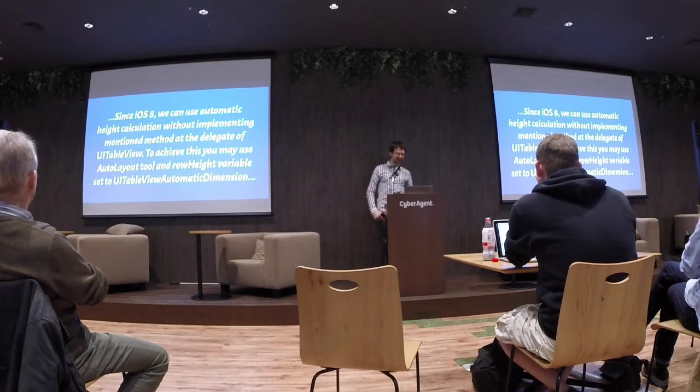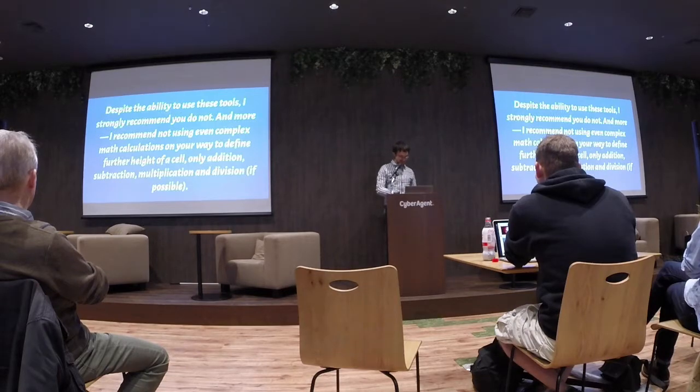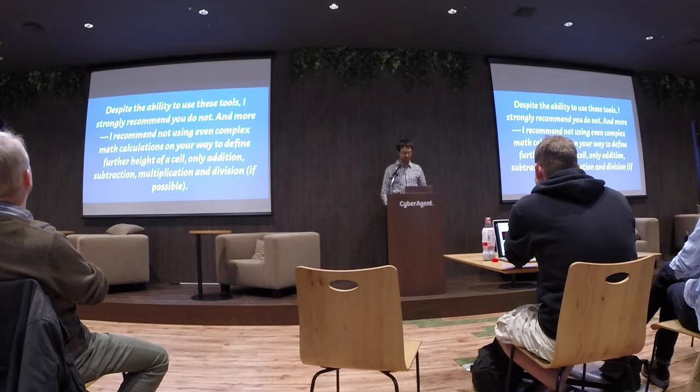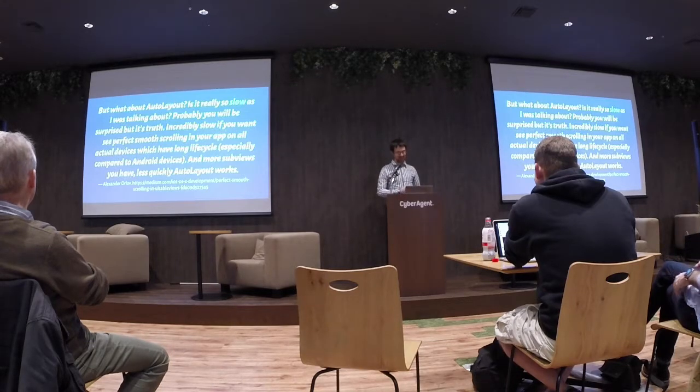Since iOS 8, we can use automatic height calculation without implementing the mentioned method in the delegate of UITableView. To achieve this, you may use the auto layout tool and the row height variable to set UITableView automatic dimension. Despite the ability to use these tools, I strongly recommend that you do not. And more, I recommend not using even complex math calculations on your way to define the height of a cell, only addition, subtraction, multiplication, and division if possible.